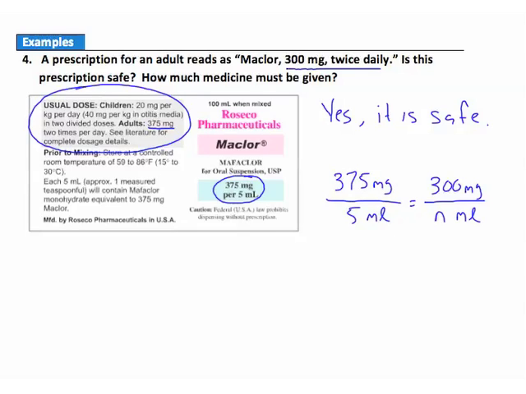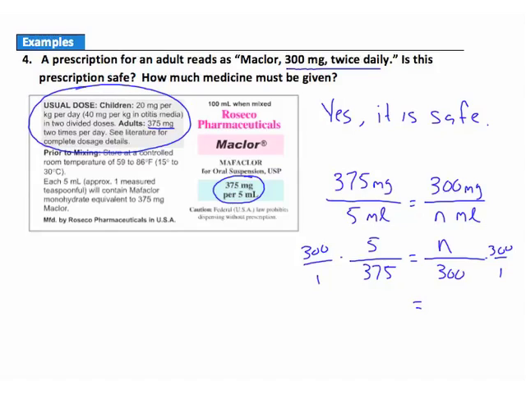Well, you can see that my variable over on the right hand side, n, is in the denominator, so we're going to flip both of these in the proportion. When I do that, I'm also going to remove the units to make it a little easier to solve. So I'll say 5 over 375 equals n over 300. Now you can see we need to multiply both sides by 300 over 1 to clear out that 300. So I'll say times 300 over 1 on the right, times 300 over 1 on the left.